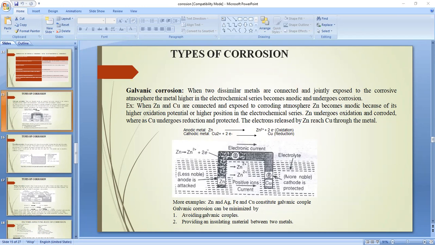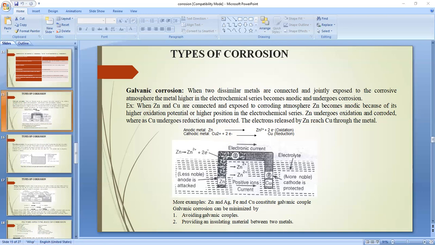So here is one example, like I've taken zinc as well as copper. So zinc and copper are the two metals which are connected together and are exposed to the conducting medium. So here among these two metals, zinc is the metal which possesses higher oxidation potential when compared to that of copper. So that's the reason why zinc undergoes oxidation, liberating Zn2+ and 2 electrons.